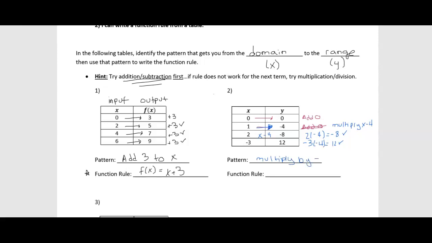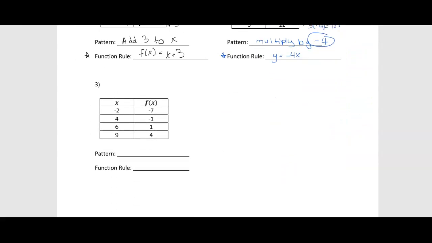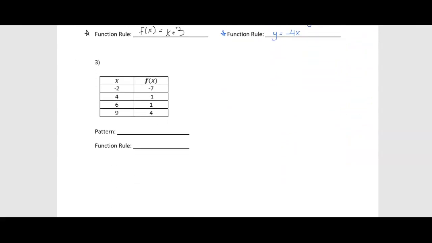Okay, so again, writing it as a function rule, it's my right column, my y equals, and then what am I doing with x? I'm multiplying by negative 4. So write it like that, negative 4 times x. Okay? And we're going to keep on moving to the last one for today, and then I'll let you work on your assignment.